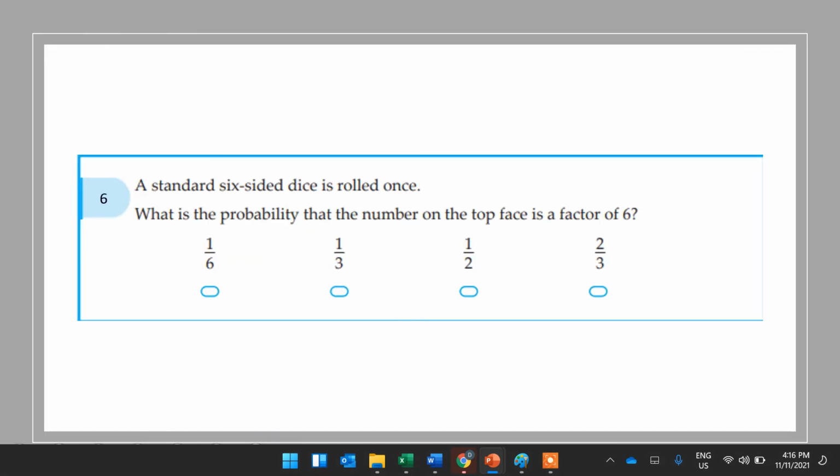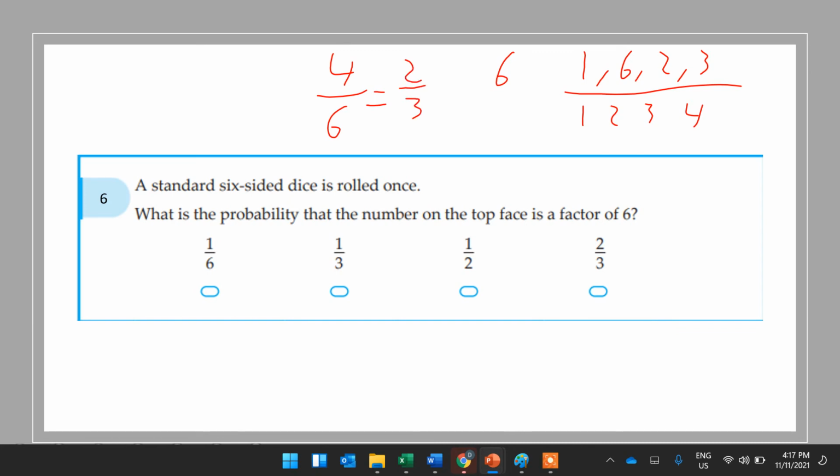Next, a standard 6-sided dice is rolled once. What's the probability that the number on the top face is a factor of 6? Well, here's 6. Factors of 6 are 1 and 6 and 2 and 3. 4 is not a factor of 6 and neither is 5. So that's 4 options. 1, 2, 3, 4. That's our 4 options. And therefore we've got 4 options out of the 6 that it could turn up with that will be factors. And because they're both even numbers, we can simplify. 2 over 3.